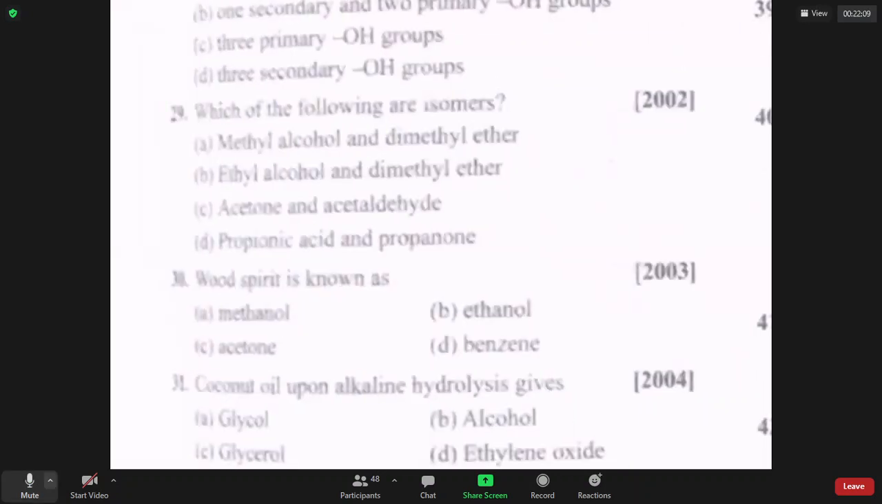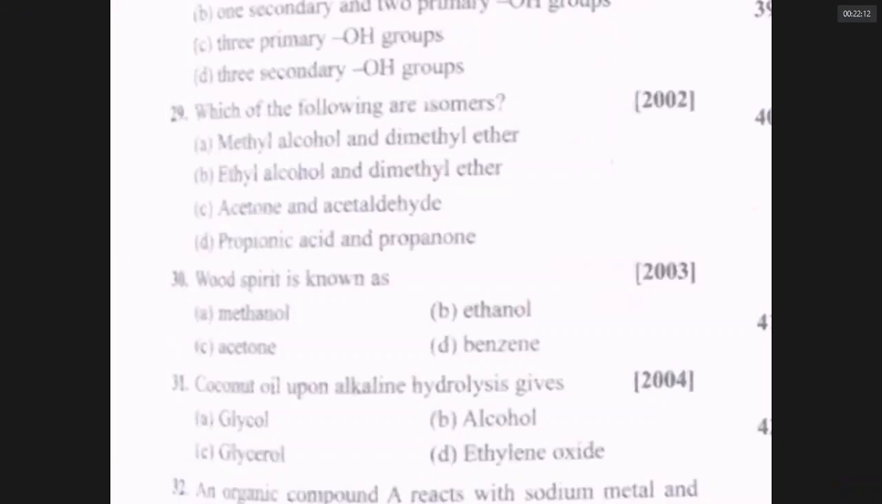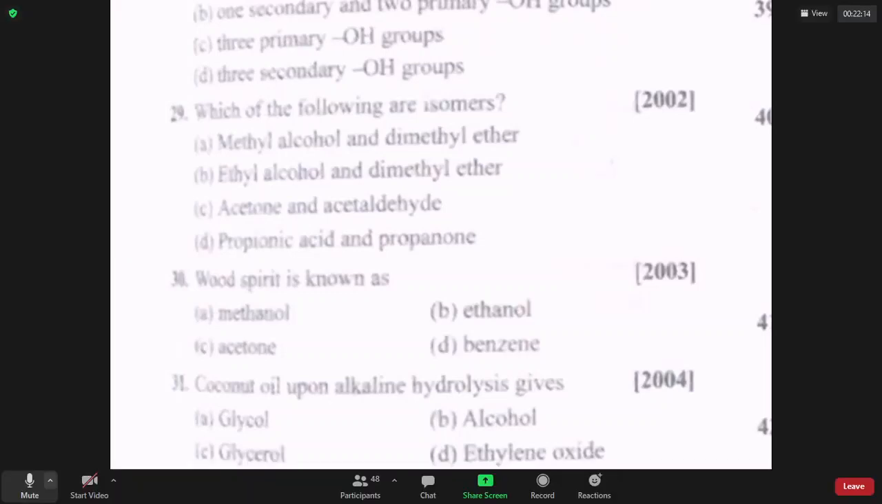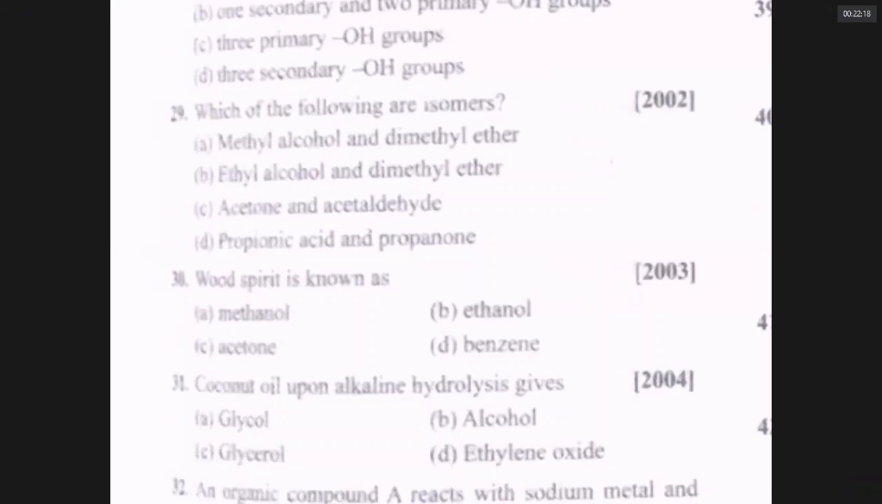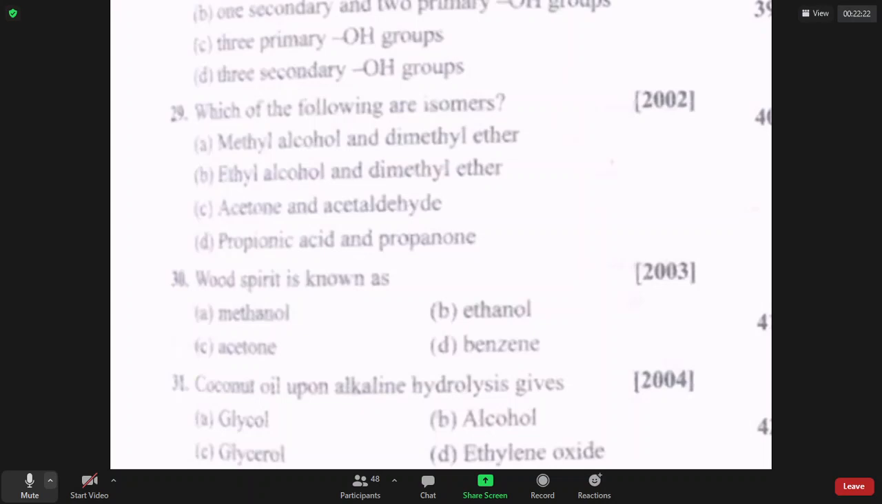Now, which of the following are isomers? Can you identify the answer, sir? Nobody is responding. Hello?